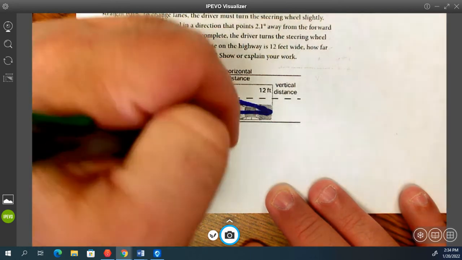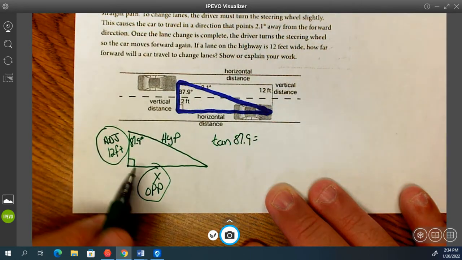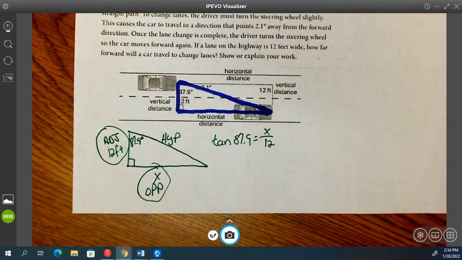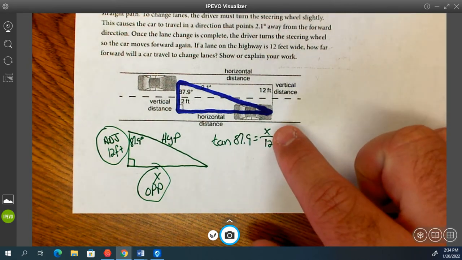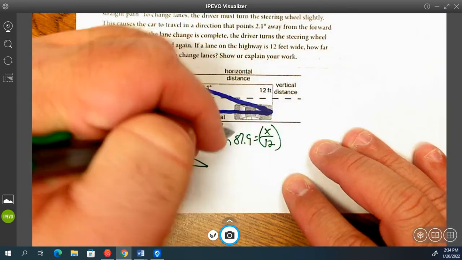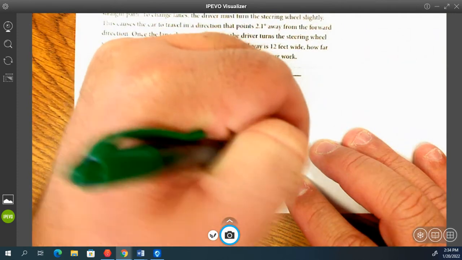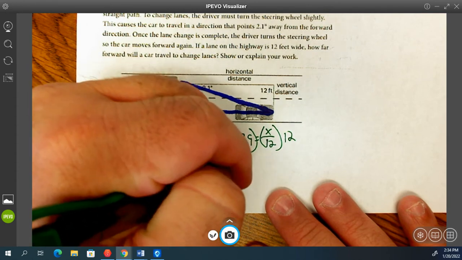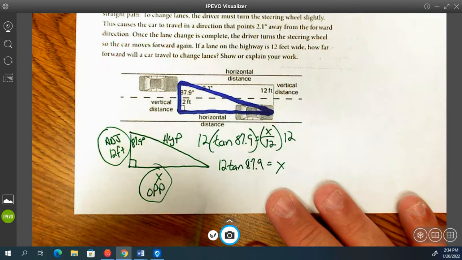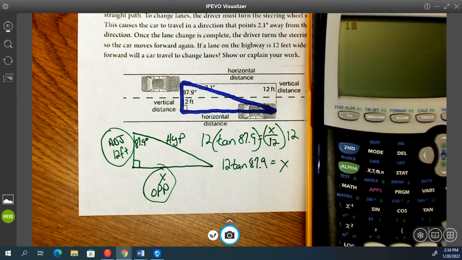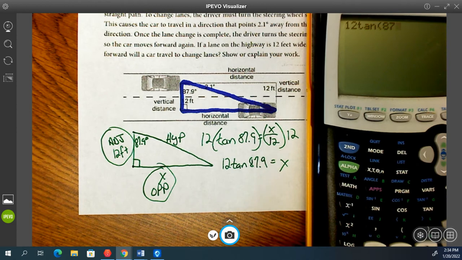Tangent of the angle 87.9 equals the opposite over adjacent. When I have the variable in the numerator, I multiply both sides by 12. And so what I have is 12 tan 87.9 equals x. So 12 tan 87.9.